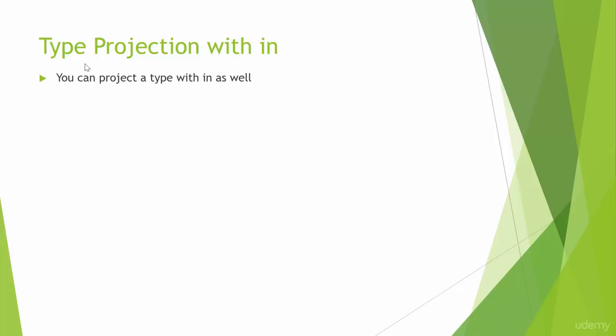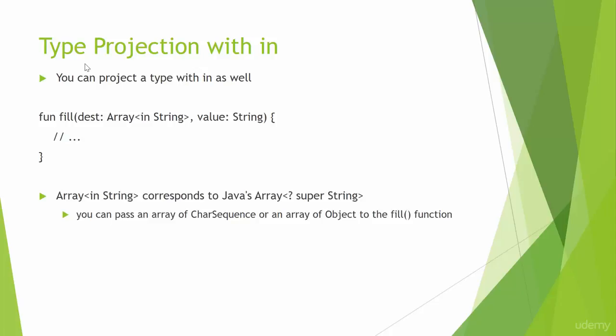We can also do the type projection with in. You can project the type with in as well. Here you would do something like in string for our array. And what this is saying is it corresponds to Java's array question mark super string. You can pass an array of char sequence or an array of object to the fill function.